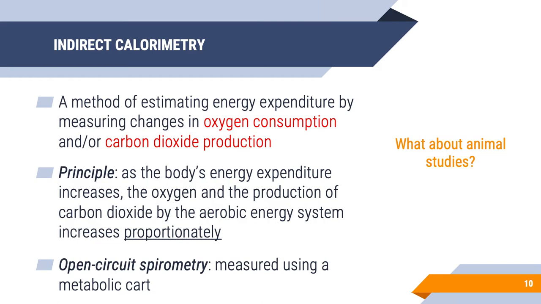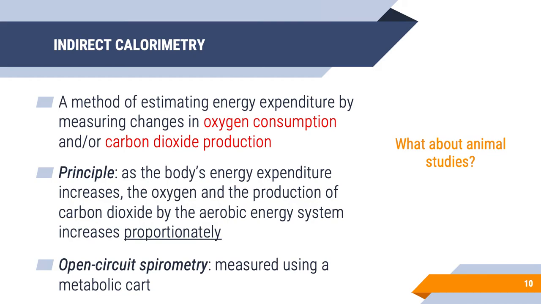More importantly, things that you guys have seen in your KINE 3P90 labs, for example, is indirect calorimetry. In this method, we're able to estimate energy expenditure by looking at oxygen consumption and carbon dioxide production. The principle is that as the body's energy expenditure increases, the amount of oxygen consumed and the amount of carbon dioxide produced by the aerobic energy system increases. So, higher energy expenditure, more oxygen consumption, more CO2 produced. Lower energy expenditure, lower oxygen consumption, and lower CO2 production.